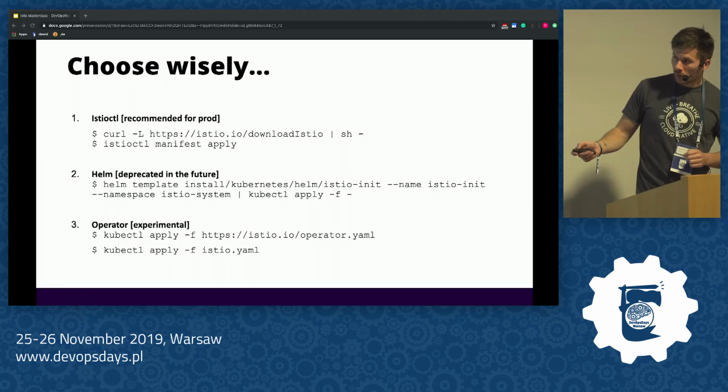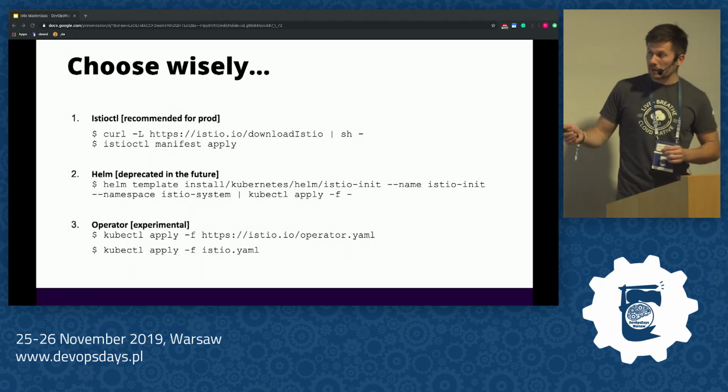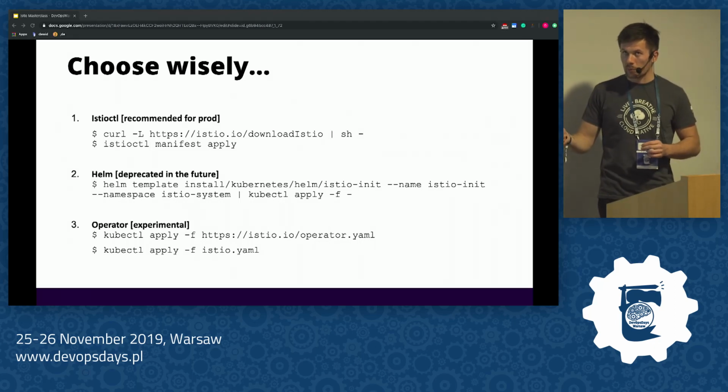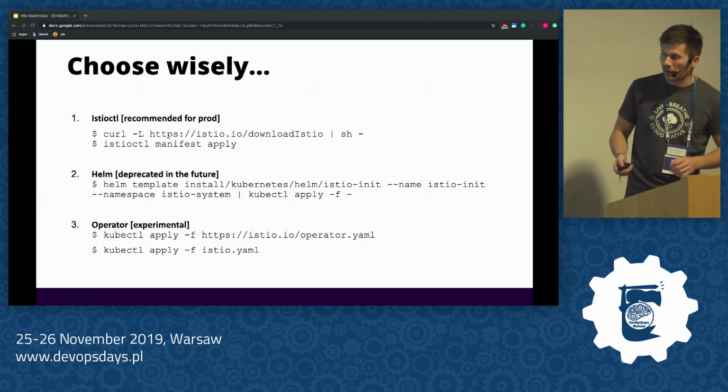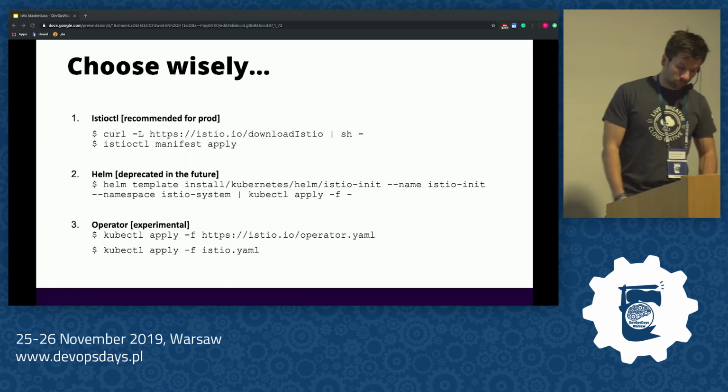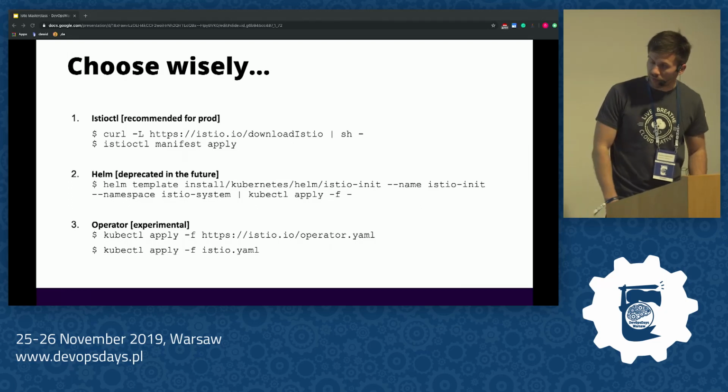And the third method, which is experimental, is through Istio operator. But that one was just introduced with Istio 1.14, which was released like 2 or 3 weeks ago. So it's still alpha. So I think just keep with istioctl.